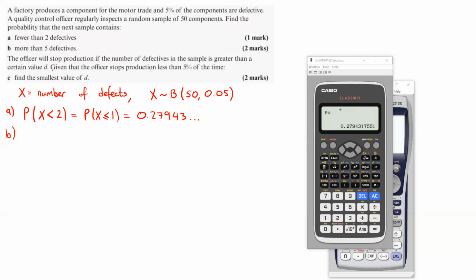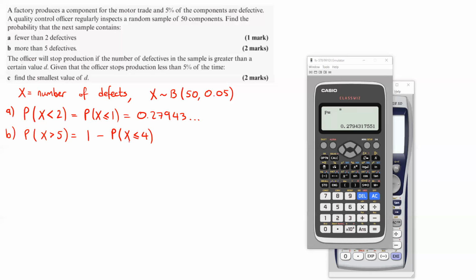Question B is more than 5. So it needs to be just strictly greater than 5, not equal to. So greater than 5 means I want it to be 6, 7, 8, 9, all the way up to 50. So I basically want everything. So remember, everything is 1, but I don't want 0, 1, 2, 3, or 4. So I need to remove 0, 1, 2, 3, or 4. So that's everything that's equal to or less than 4.